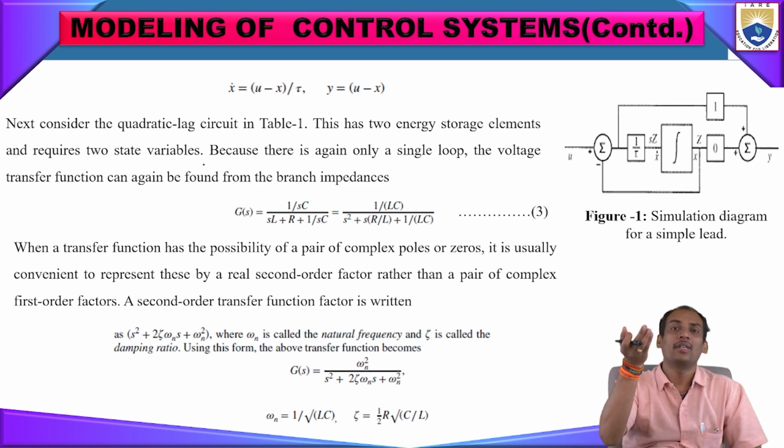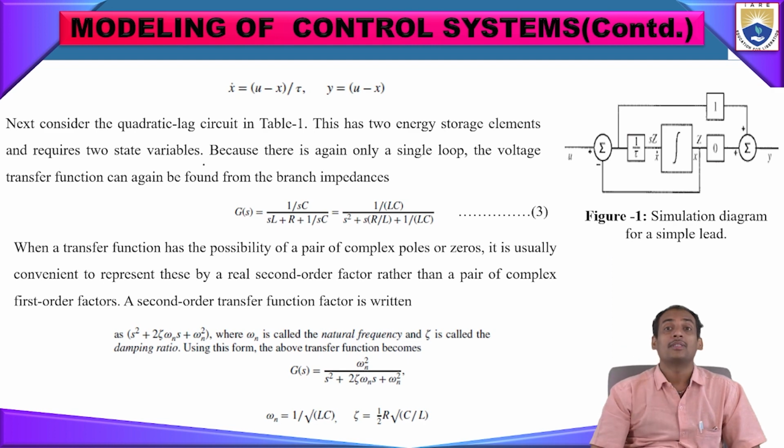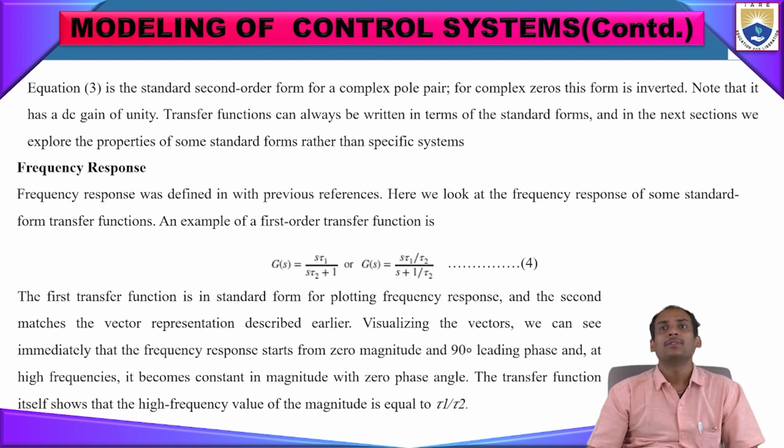These are the constants we will use for zeta and omega n, and we will get the roots for s. Those roots for s will be the poles and zeros, as we already showed. So that equation 3 above will be a second order form for a complex pole pair. For complex zeros, this is inverted. Note that this has a DC gain of unity.